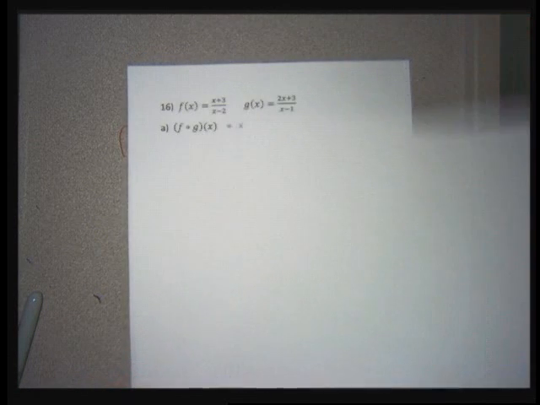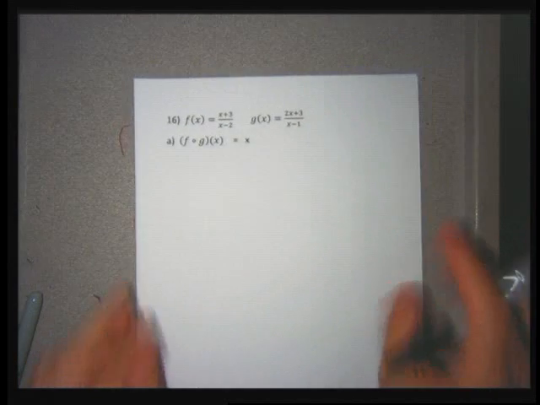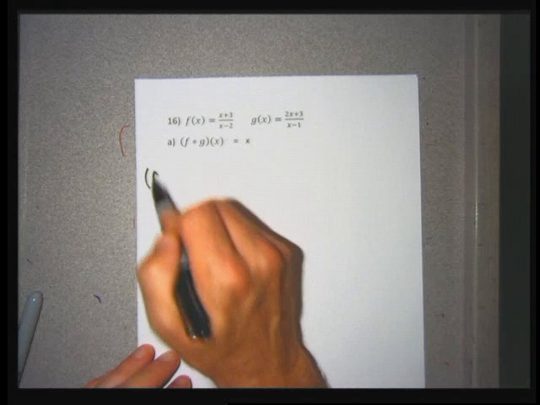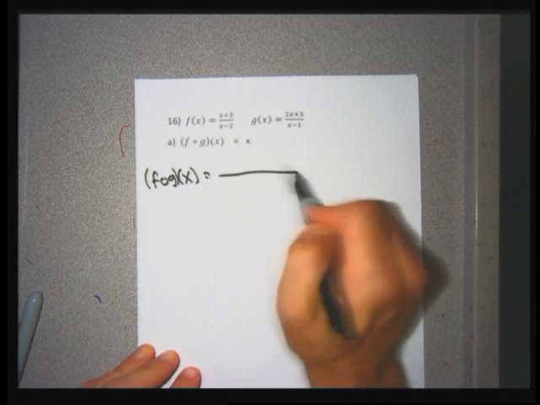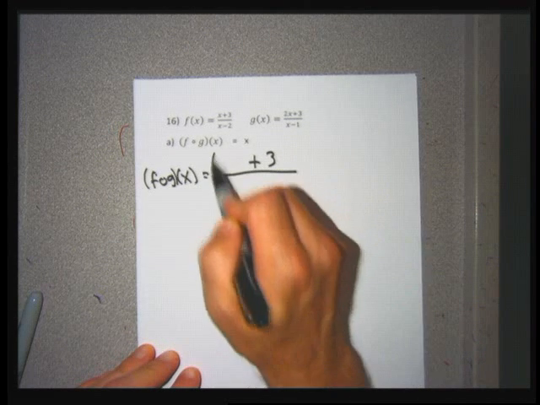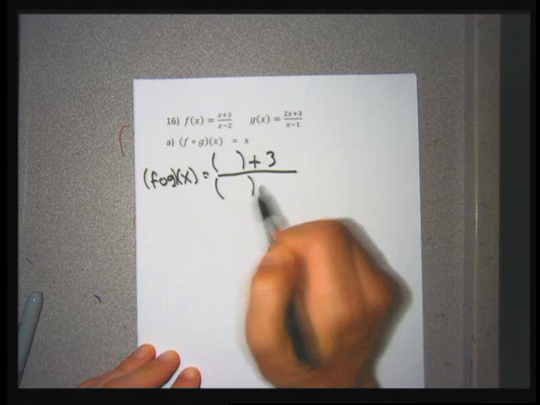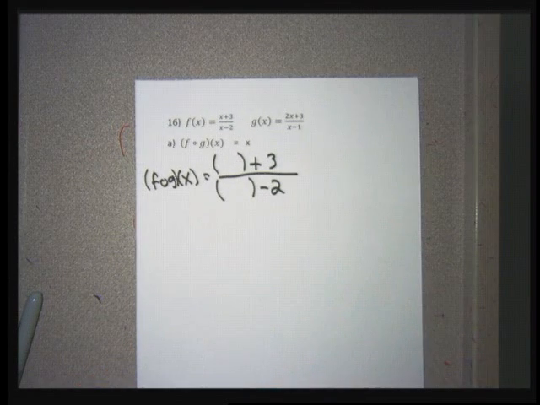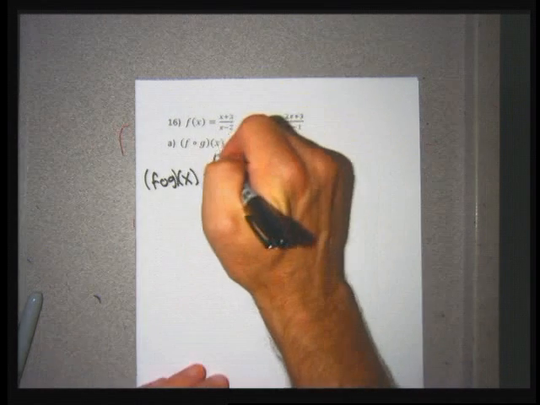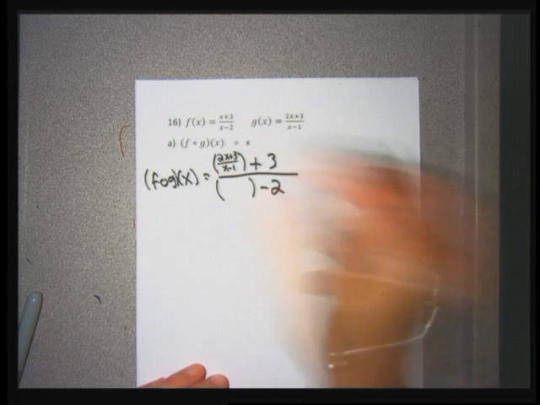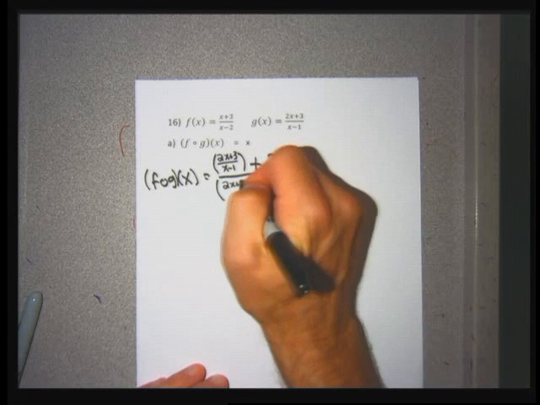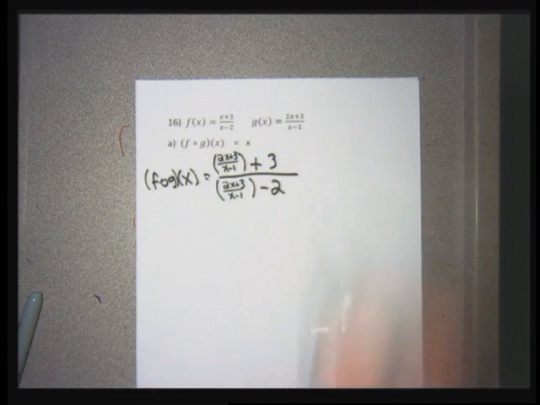Next one's a mess, I think. To do 16a, to show that f composed with g of x is x, that's not going to be fun. So I'm going to go f composed with g of x, and I'm going to take the f function, which is x plus 3 over x minus 2. I'm going to write it without the x. I left a parenthesis where each x was, and inside the parentheses, I'm going to write 2x plus 3 over x minus 1, and 2x plus 3 over x minus 1.